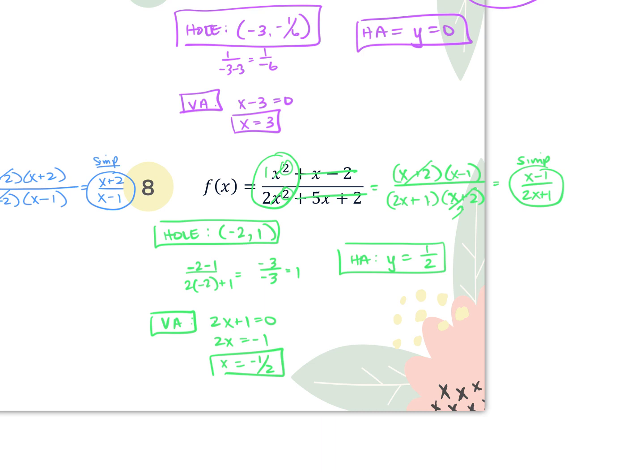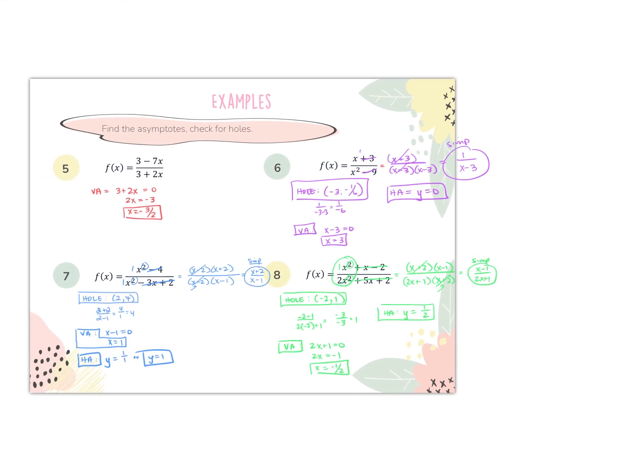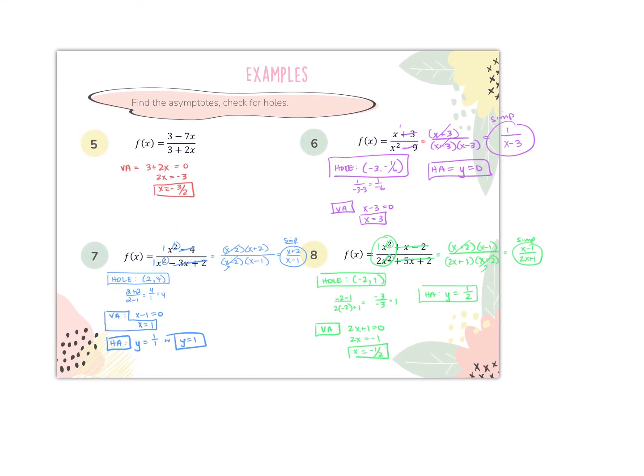And so that's it, guys. So again, the purpose is to factor if necessary, identify any holes that you have, and find those coordinates. The holes are an actual ordered pair. And then you're going to find your vertical asymptote. If you had a hole, then you simplified your fraction, so the vertical asymptote will use that simplified fraction. And then find the horizontal asymptote, which always goes off of the original expression.